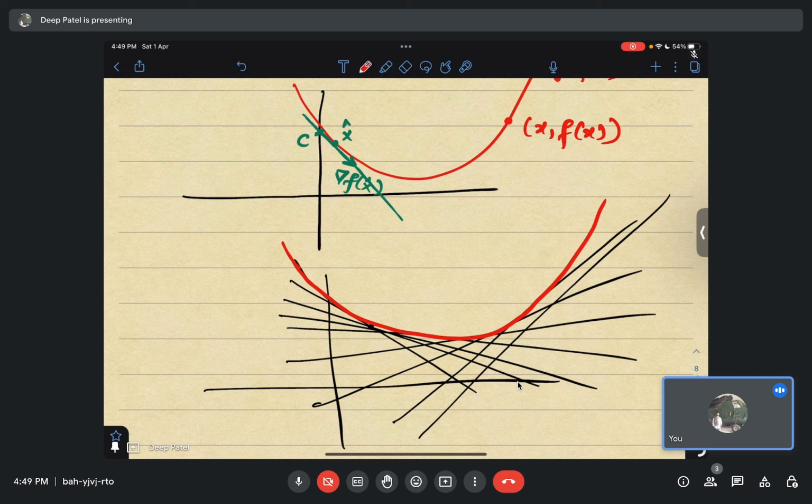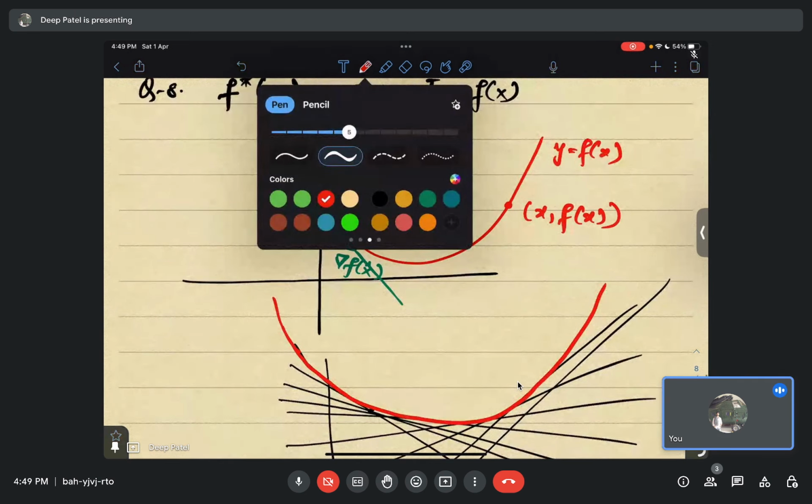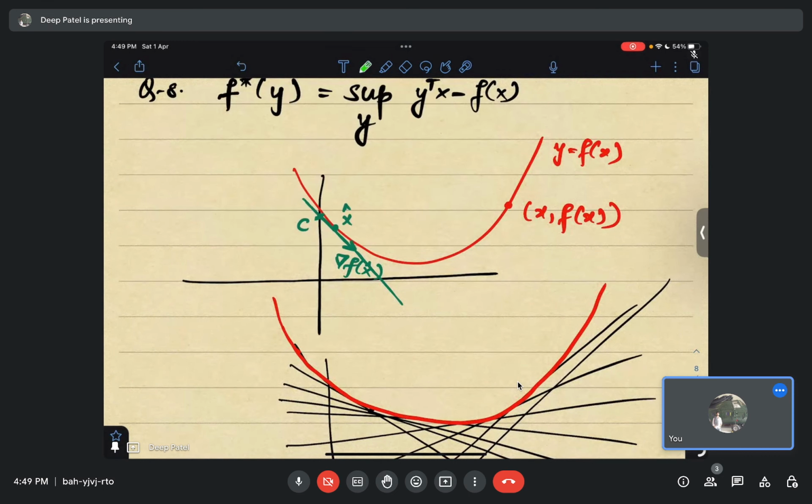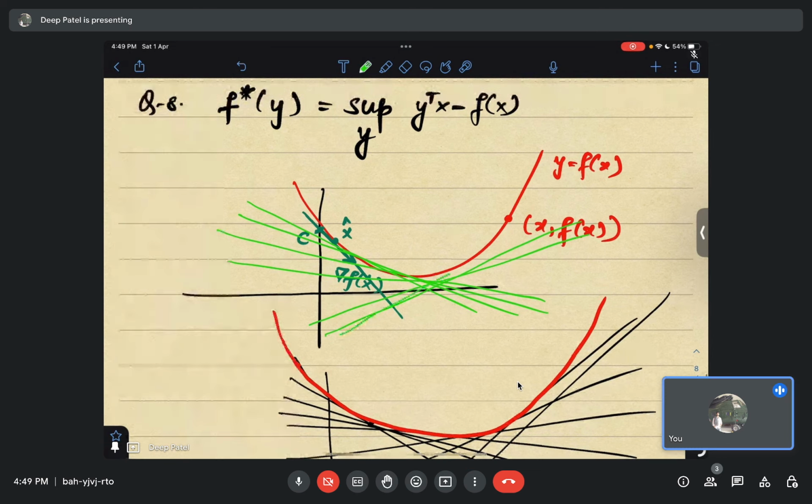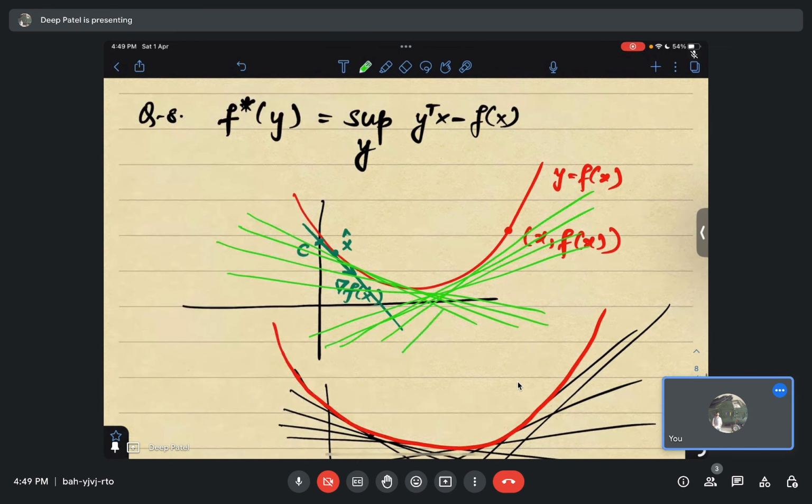I mean, the drawing is poor, but I hope you get the point. I get the point. So what I am really doing is, at each point, finding a linear underestimator that just touches it, and that is represented by my slope of the function at that point and the intercept.